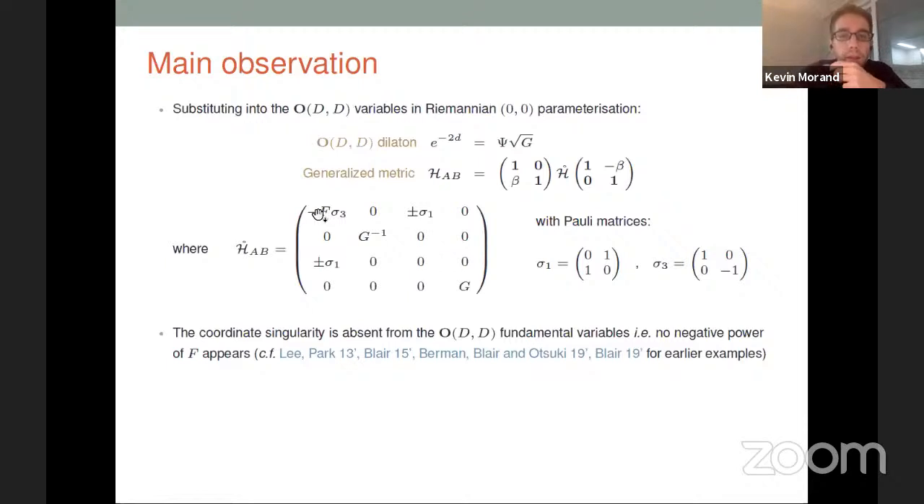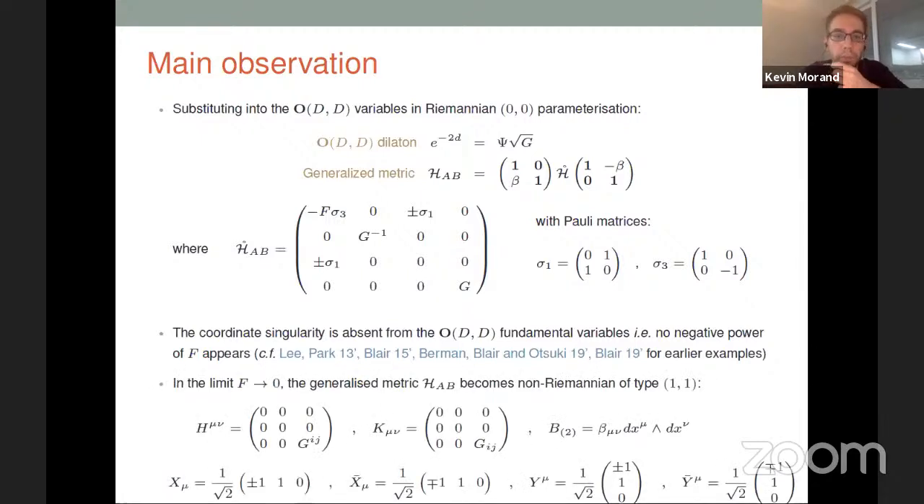So let me write again this expression here and make some additional comments. As I mentioned, in fact, the coordinate singularity is absent from the DFT fundamental variables. That is, there is no negative power of f which appears, right? So the dilaton does not know about f, and in the generalized metric, f only appears through a positive power. So this is an important observation that had already been made in earlier works, which focus on some particular examples of the ansatz we are considering here.